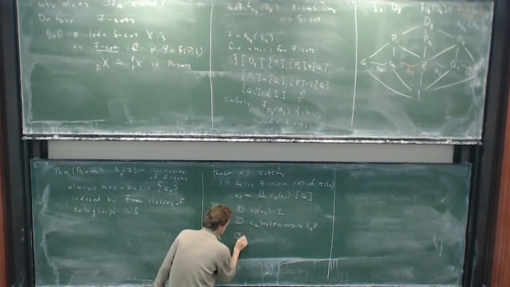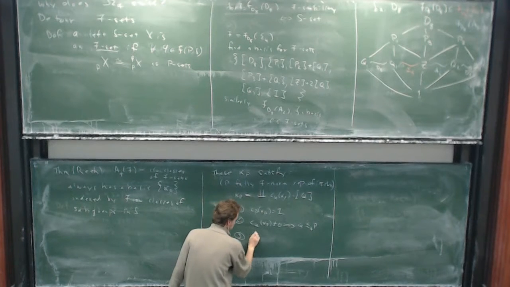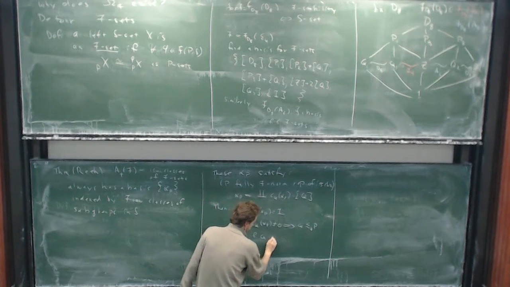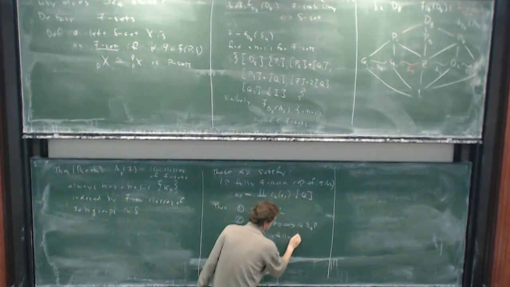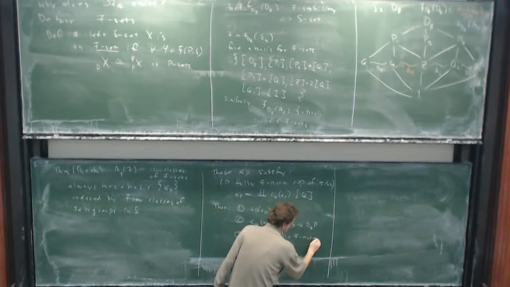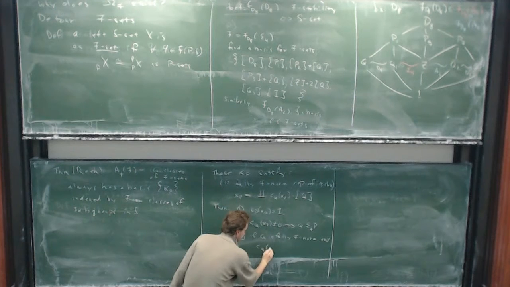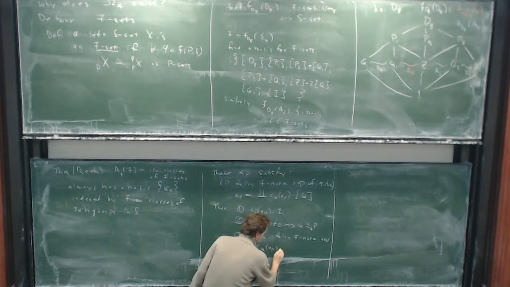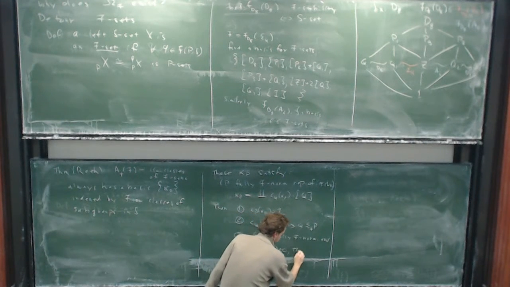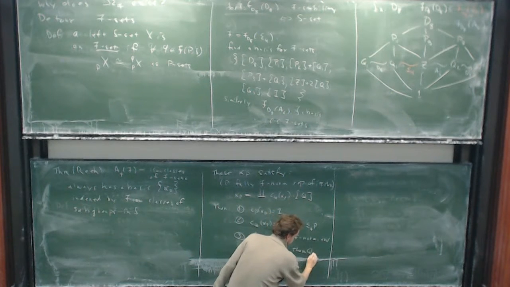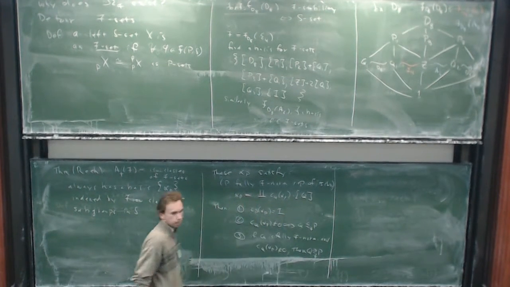And finally, if Q is fully F-normalized and C_Q of alpha_P is not 0, then Q is actually isomorphic to P in F.